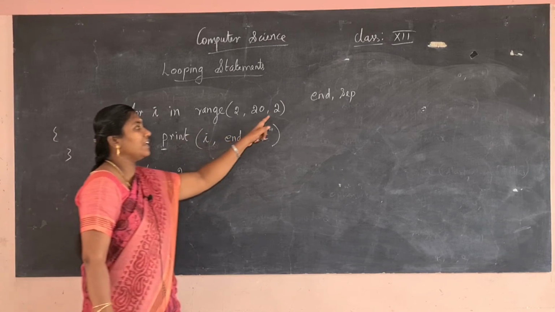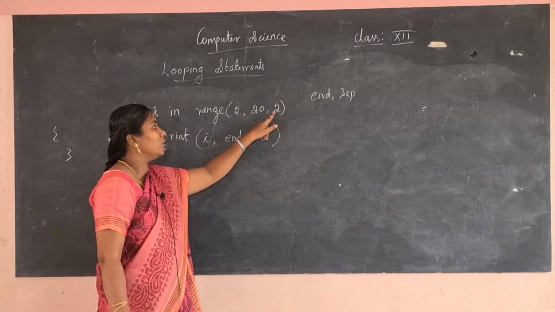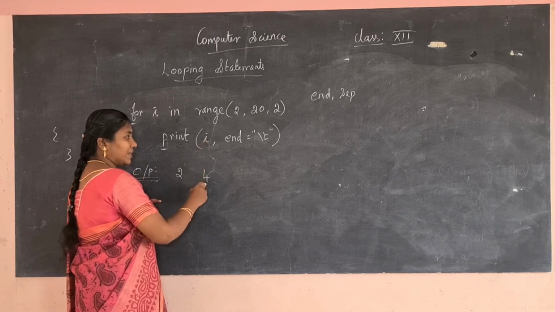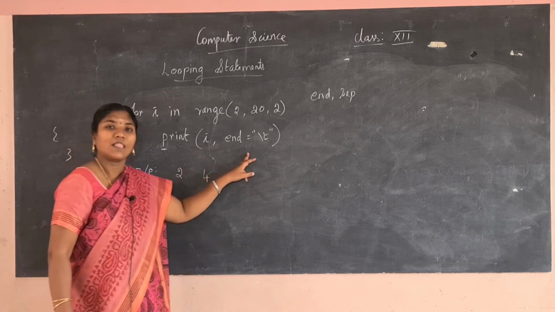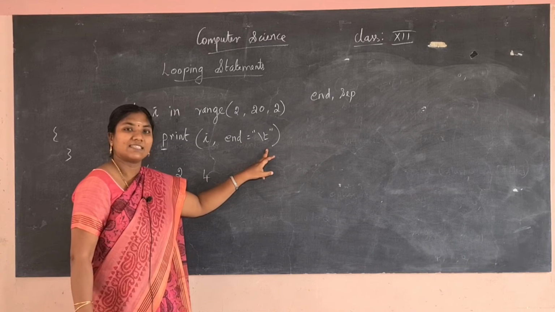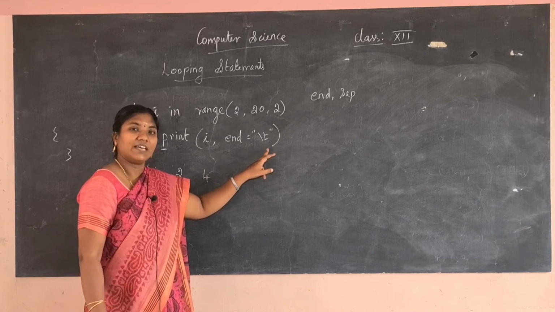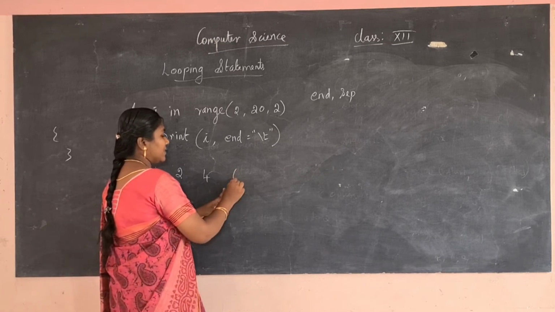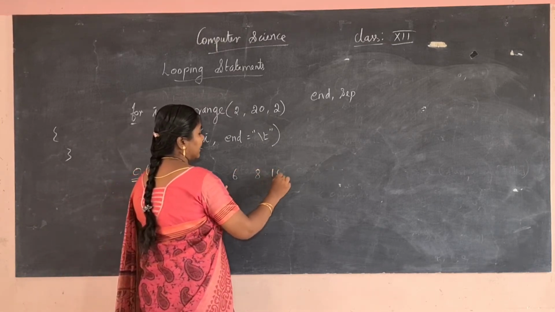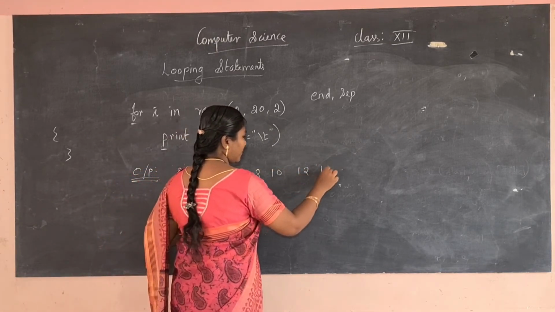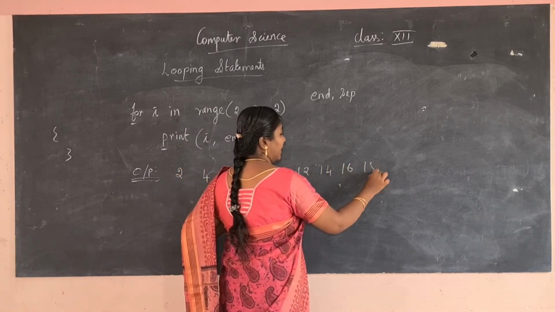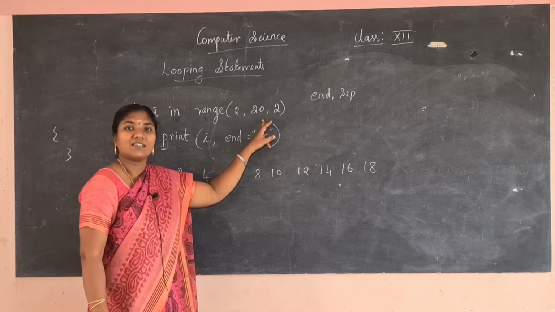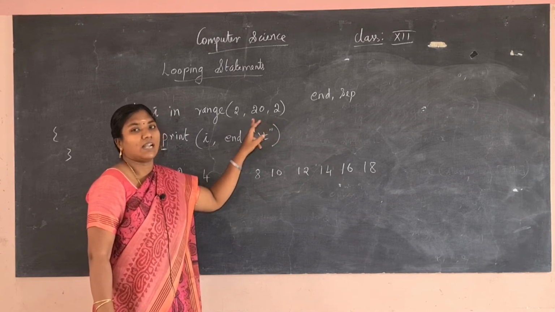I have given an increment value of 2, so 2 plus 2 will be 4. Again the i value gets printed, and in the parameter I have given the escape sequence \t, so it gets printed for each and every value. The next values will be 6, then 8, 10, 12, 14, 16 and 18. The 20 will not be printed because the stop value is up to 19.